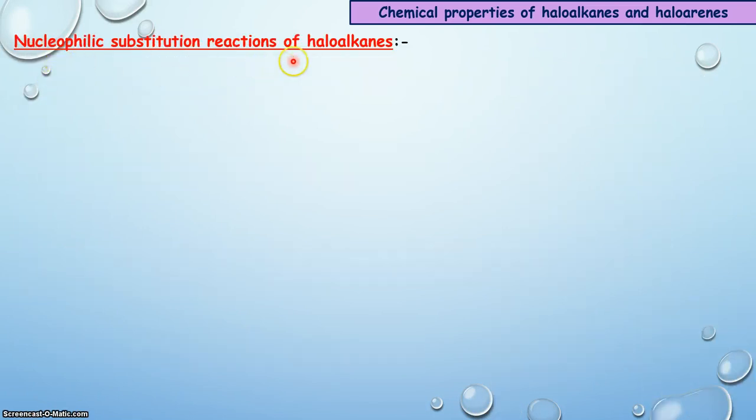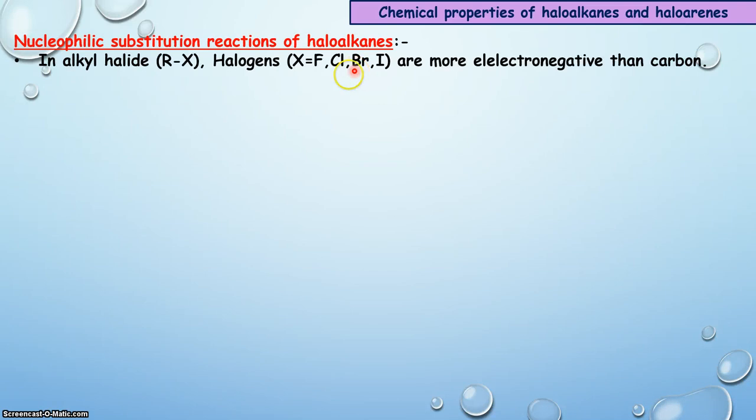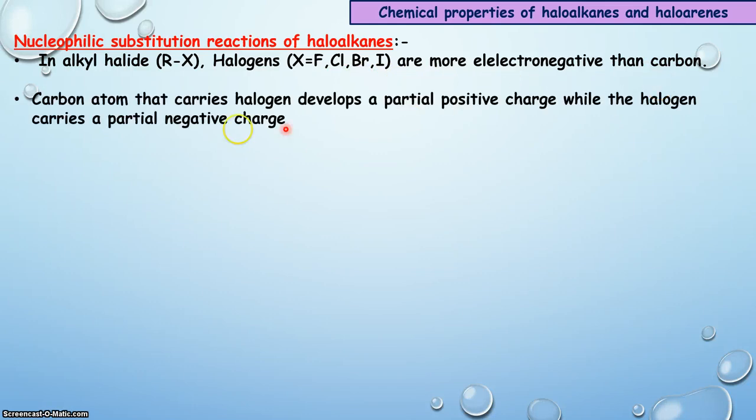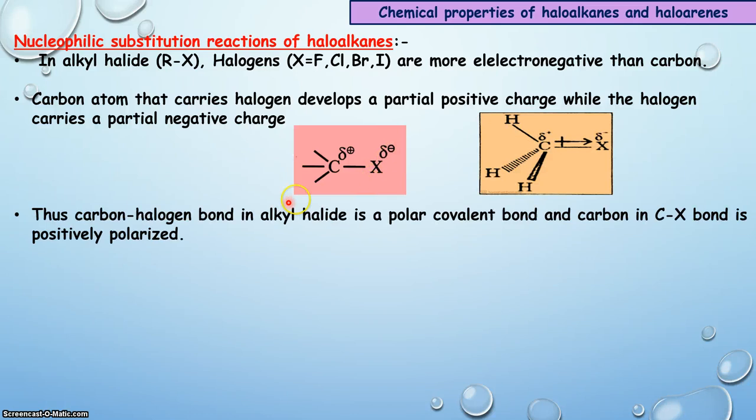Nucleophilic substitution reactions of haloalkanes. In alkyl halides, halogens like fluorine, chlorine, bromine, iodine are more electronegative than carbon. The carbon atom that carries the halogen develops a partial positive charge, while the halogen atom carries the partial negative charge.